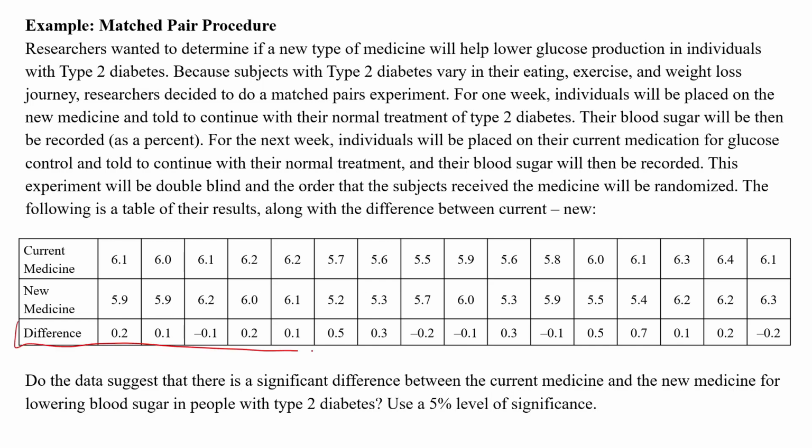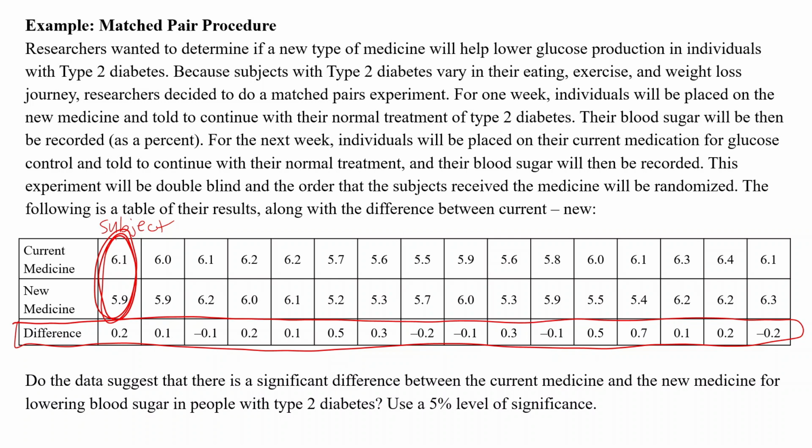And then the difference is in this third row here. Now, the way we determine that this is a matched pair procedure is, do these two values make sense to pair up? In this case, they do. This is a single subject who received both treatments. So whatever their eating and exercise habits were, they remained the same throughout each of the medicines. So that difference that we see of 0.2, we can attribute to the difference of the medicines.